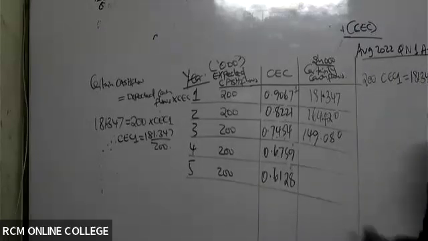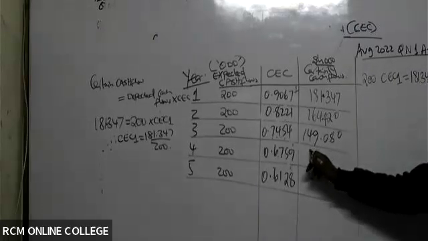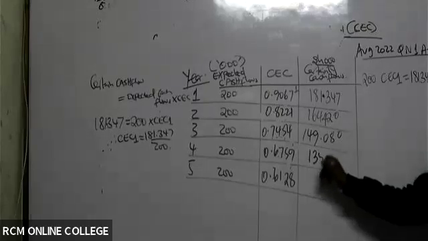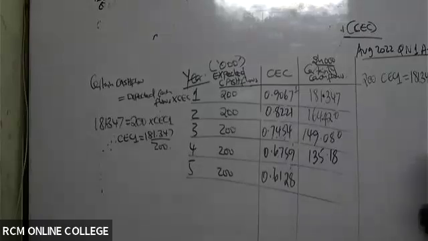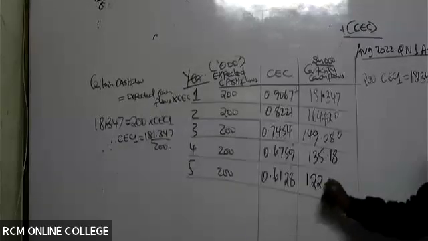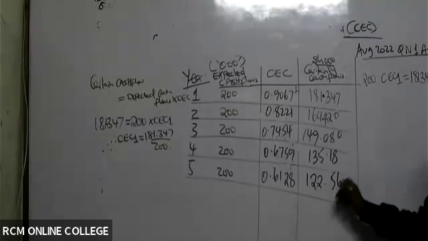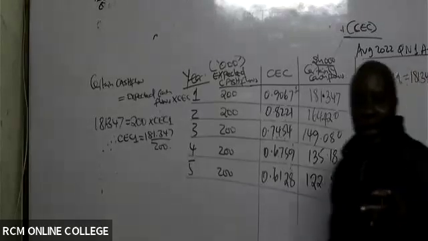We move to the next one. Next one, in this case, this one will give us 135.18. Thank you very much, Jane and Grace. Great. The last one. 122.560. Now, from here, what do you think should we do next?